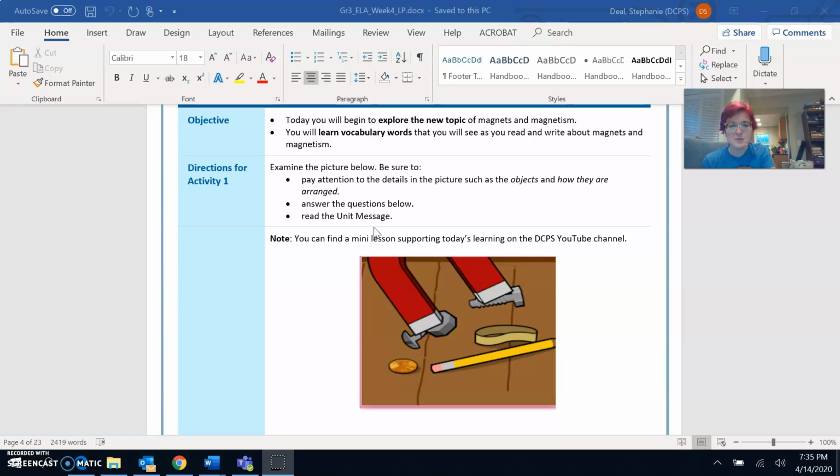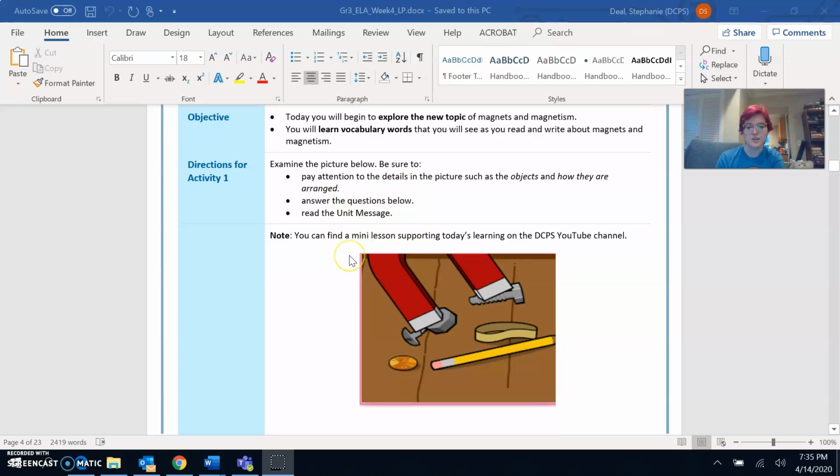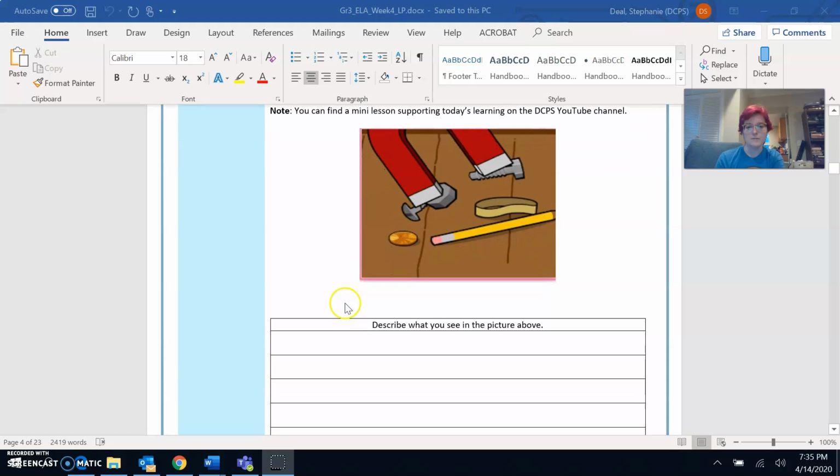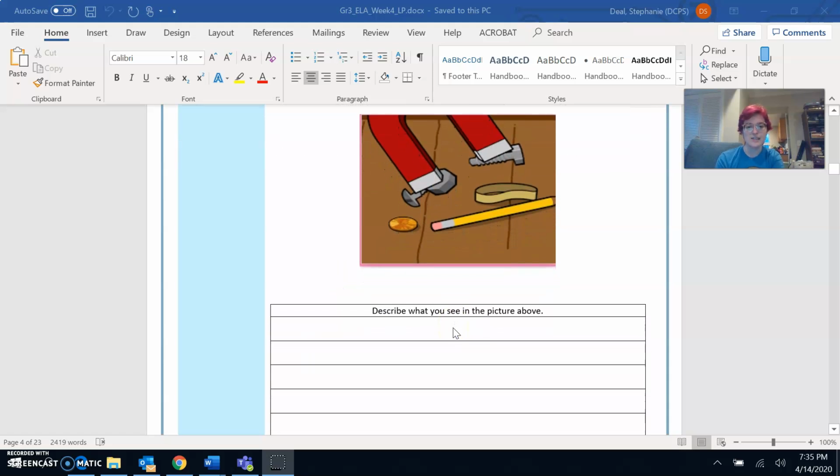So first we will examine the picture below. Be sure to pay attention to the details in the picture, such as the objects and how they are arranged. Answer the questions below, and read the unit message. So let's start with our first task, which is look at the object and describe what we see in the picture.